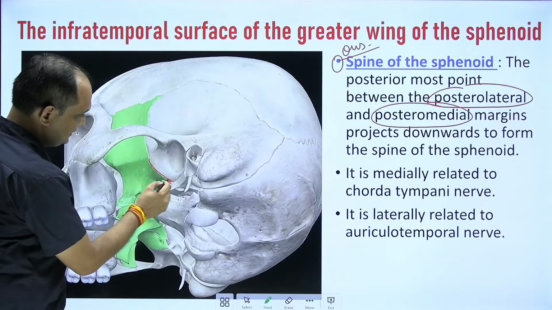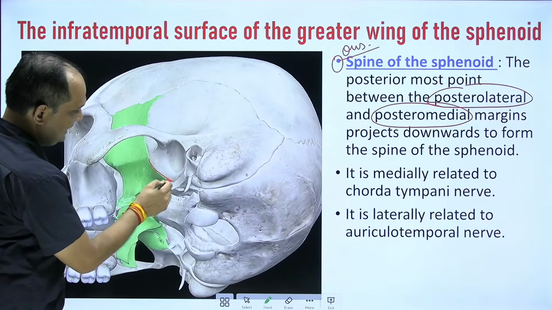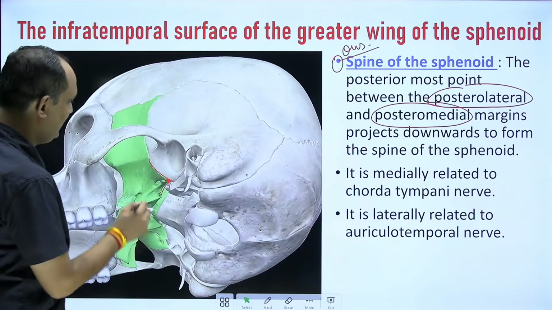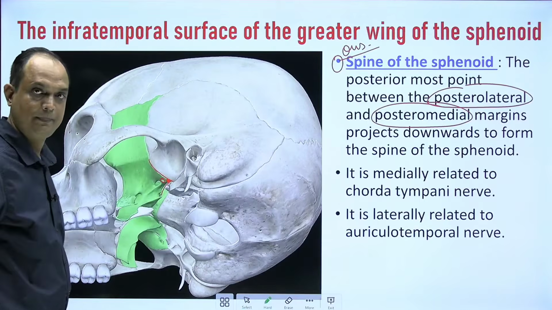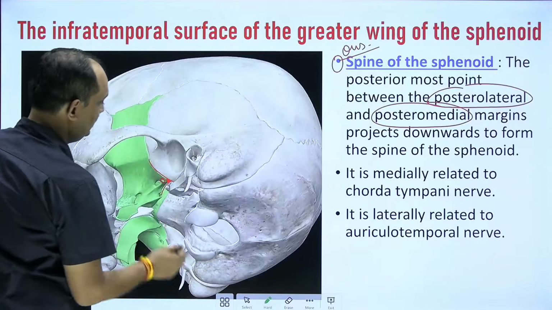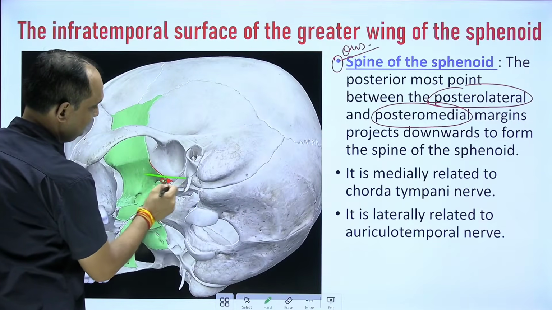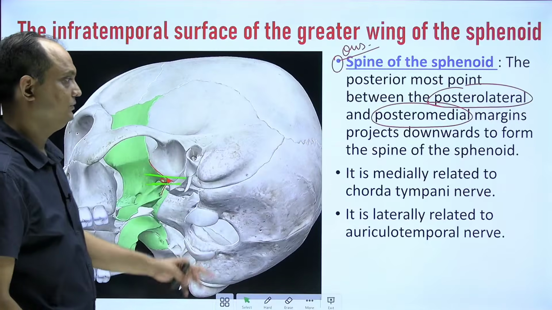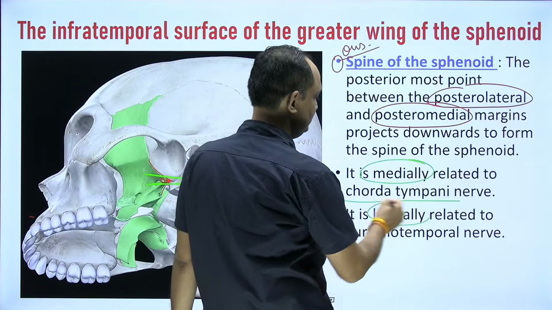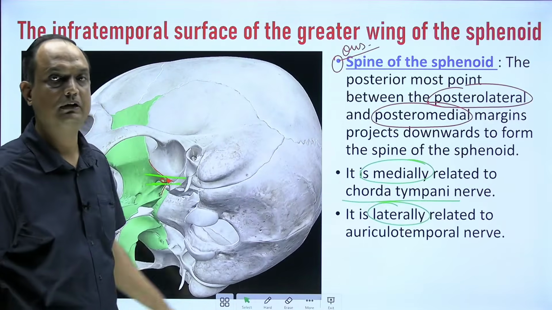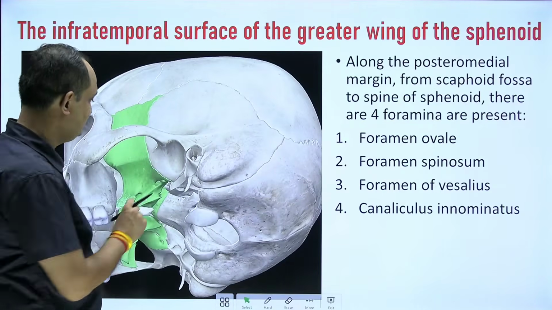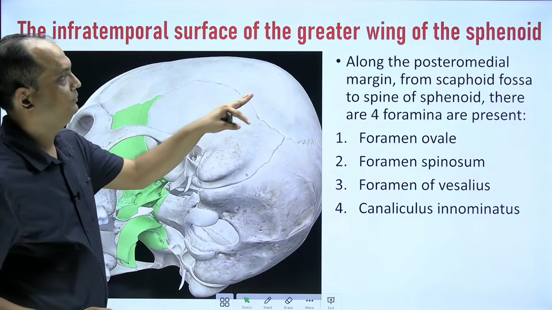At this point of junction, you will have a small projection, and this projection is known as the spine of sphenoid, and near the spine you have a foramen known as the foramen spinosum. Now, this spine itself has a very important relation. On the lateral side there is a nerve, on the medial side there is a nerve. So which nerve lies on the medial side of the spine? The answer is chorda tympani. And which nerve lies lateral to the spine of sphenoid? The answer is the auriculotemporal nerve.